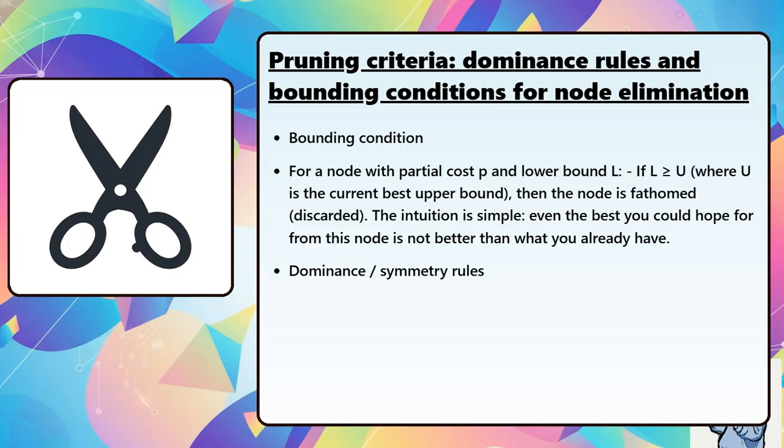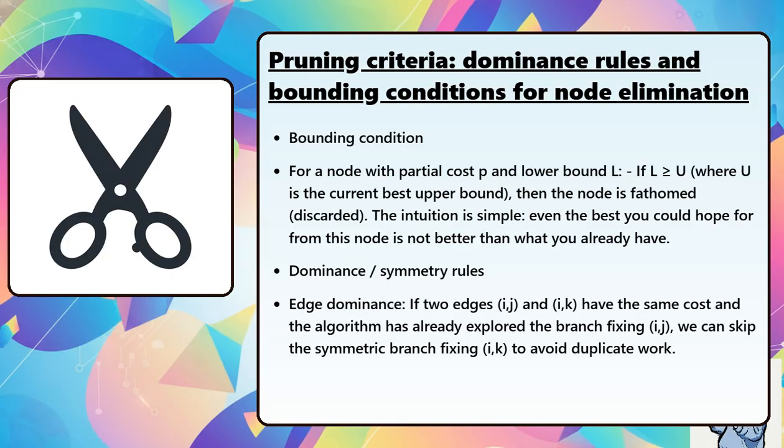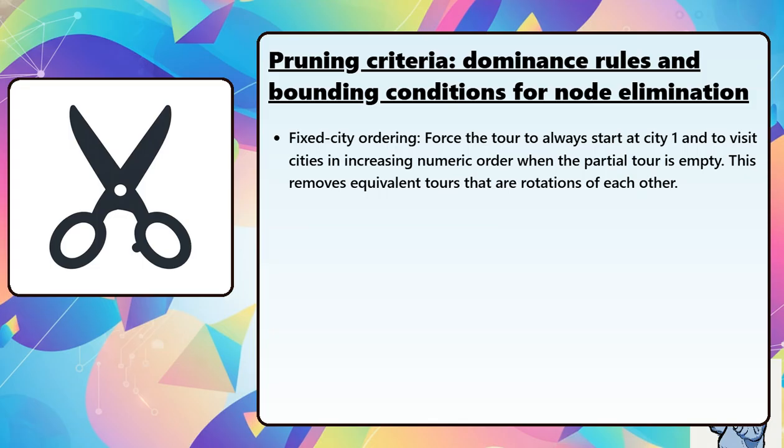Dominance/symmetry rules. Edge dominance. If two edges ij and ik have the same cost, and the algorithm has already explored the branch fixing ij, we can skip the symmetric branch fixing ik to avoid duplicate work. Fixed city ordering. Force the tour to always start at city 1 and to visit cities in increasing numeric order when the partial tour is empty. This removes equivalent tours that are rotations of each other.